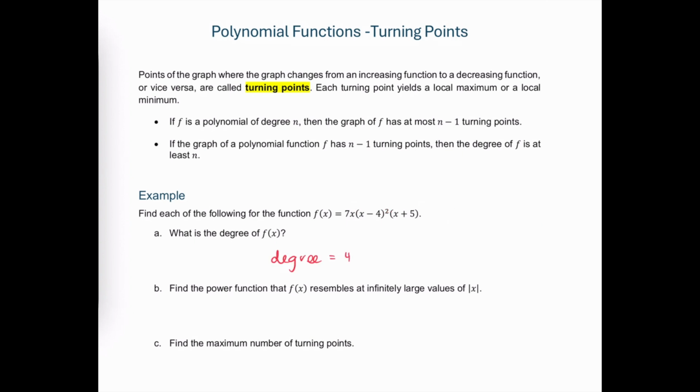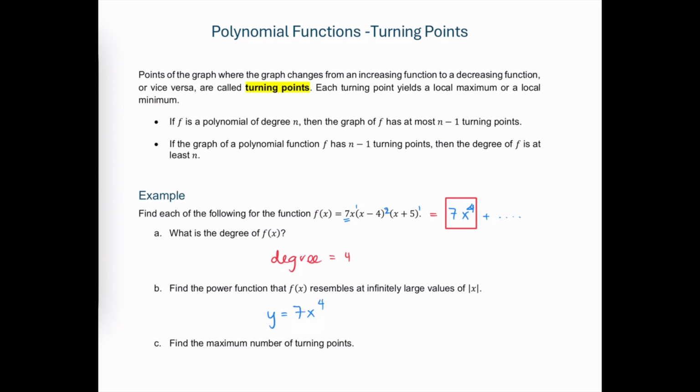The power function that this polynomial resembles at infinitely large values of x is going to be determined by the leading term. We know that that leading term is going to have a power of 4, and as well it's going to be multiplied by this constant multiple of 7. That leading term is going to be 7x to the 4th power, and then the rest of the terms would need to be calculated from there. But the power function that gives us the end behavior comes from just the leading term.